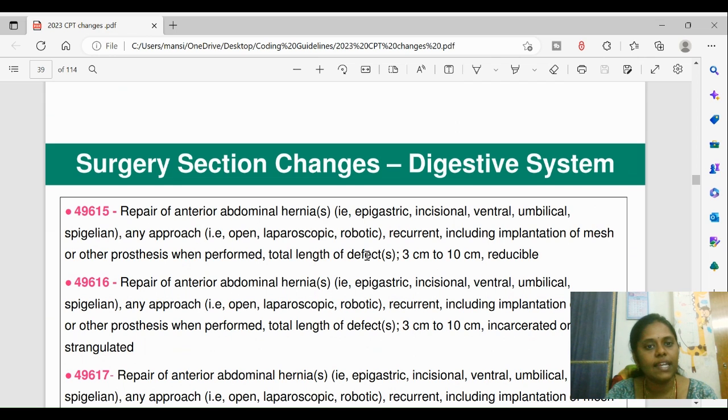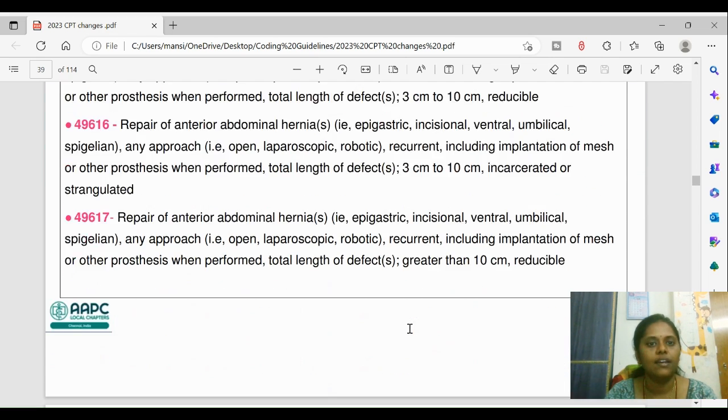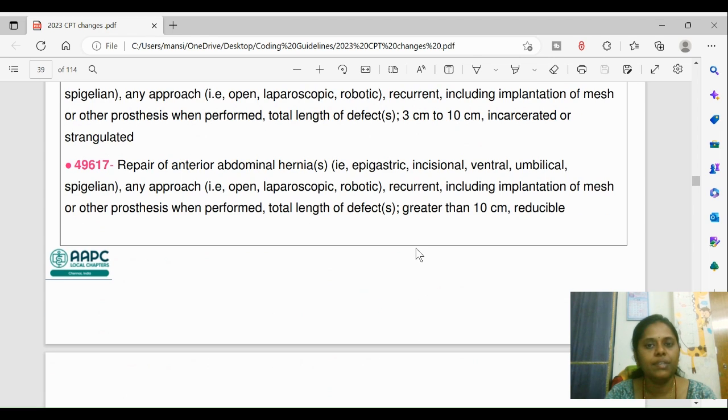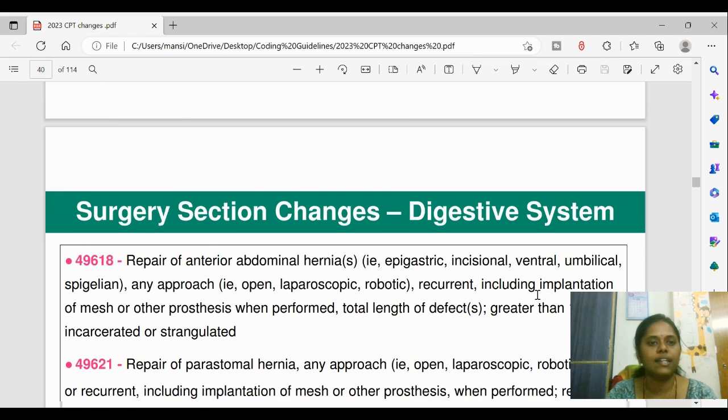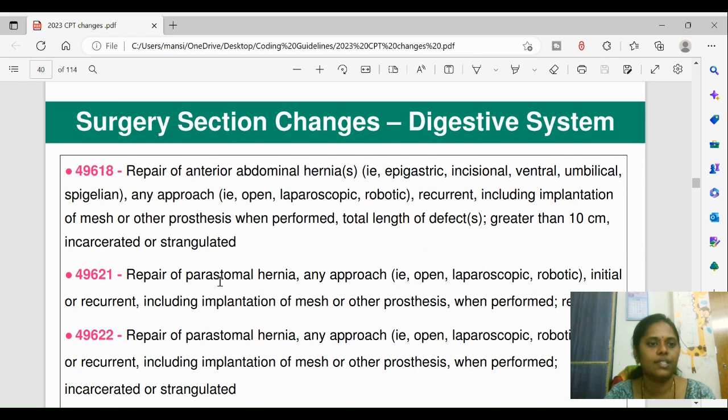Then 49615 is, everything is same, recurrent, but the length of defect is 3 to 10 centimeters, reducible. Here 3 to 10 centimeters incarcerated or strangulated, recurrent hernia repair. Then the same thing: first is less than 3 centimeters, then 3 to 10 centimeters, then greater than 10 centimeters. Whether it is reducible or incarcerated or strangulated, we have two different codes.